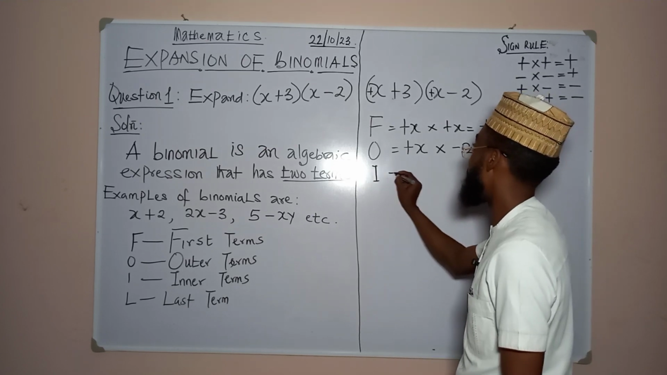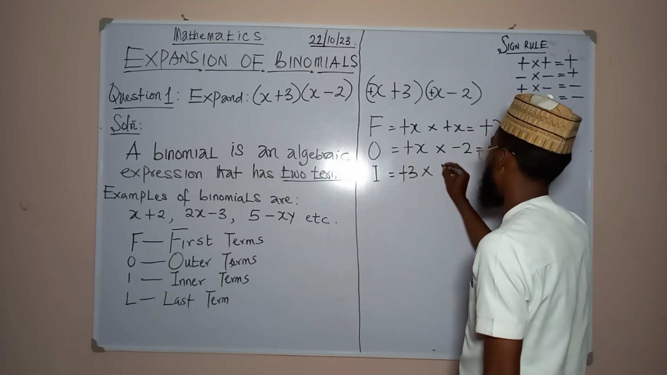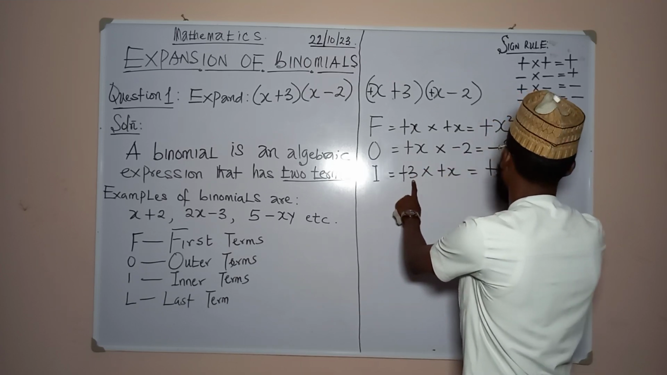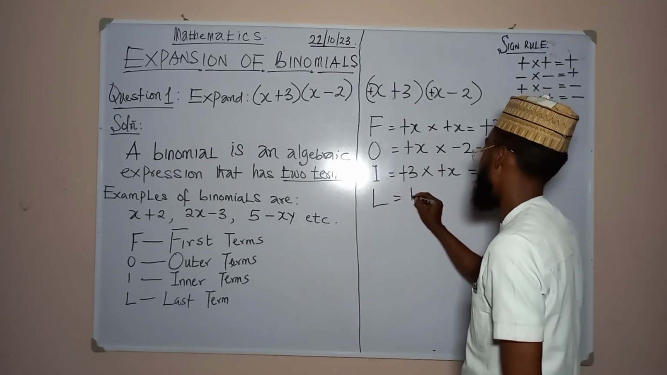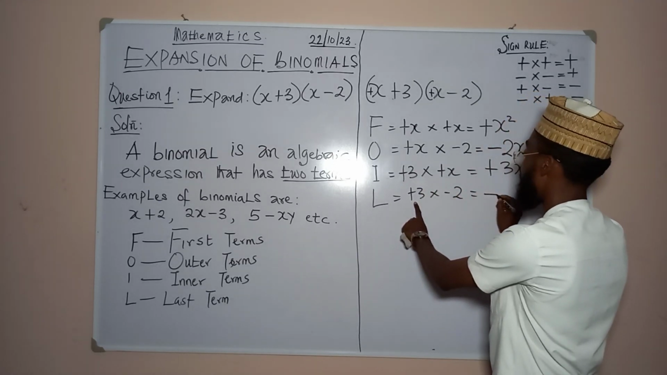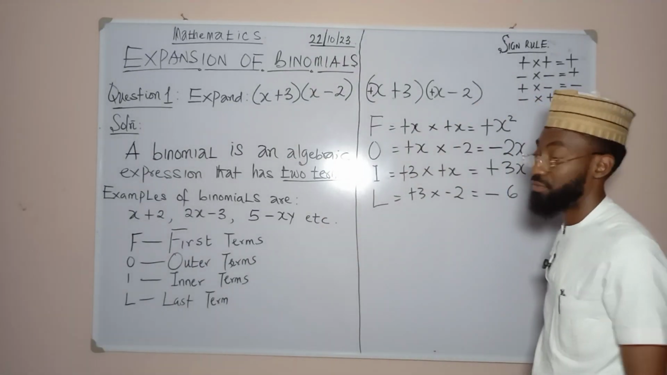And then I have my inner terms, the ones inside. I'm going to have plus 3 times plus x. Plus times plus will return plus. 3 times x will give you 3x. And then the last terms, of course, we have plus 3 times minus 2. Plus times minus will return minus. 3 times 2 will give us 6. We have finished using all of these methods now.